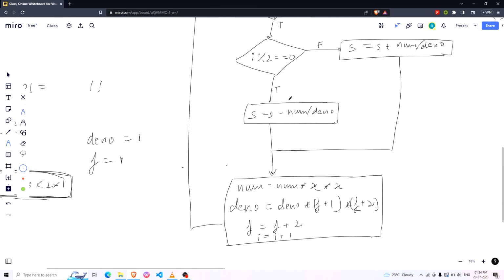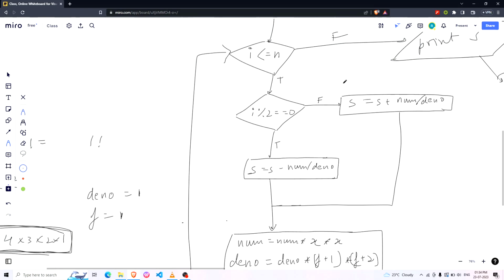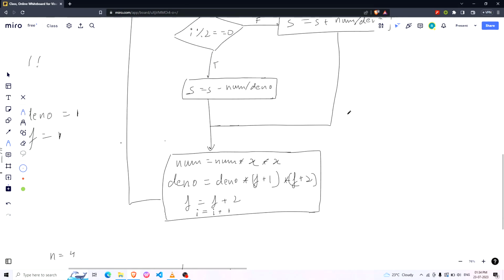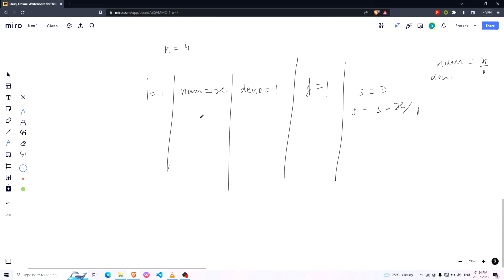So after that we'll check if I mod 2 equals 0, which is false, so we'll come here: s is equal to s plus numerator by denominator. So we'll increment s with numerator by denominator. Numerator is x, denominator is 1. So we'll increment s with x by 1, right?